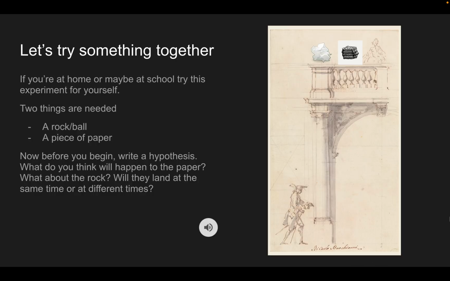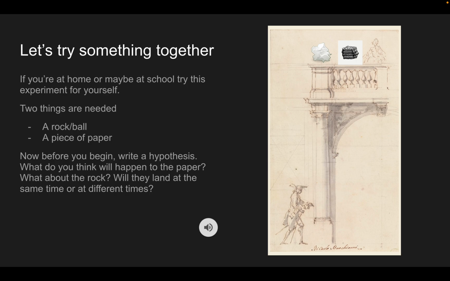Now that we have an idea about what free fall in physics is, we are going to try an experiment. This can be done at home or in the classroom. What you're going to need are two things. You can use a rock or a ball as well as a piece of paper. We are going to find a place that's a little higher than how tall we are, whether that be on top of a desk or a balcony. Sometimes the higher the better. It'll improve your experiment. And we're going to crumple a piece of paper.